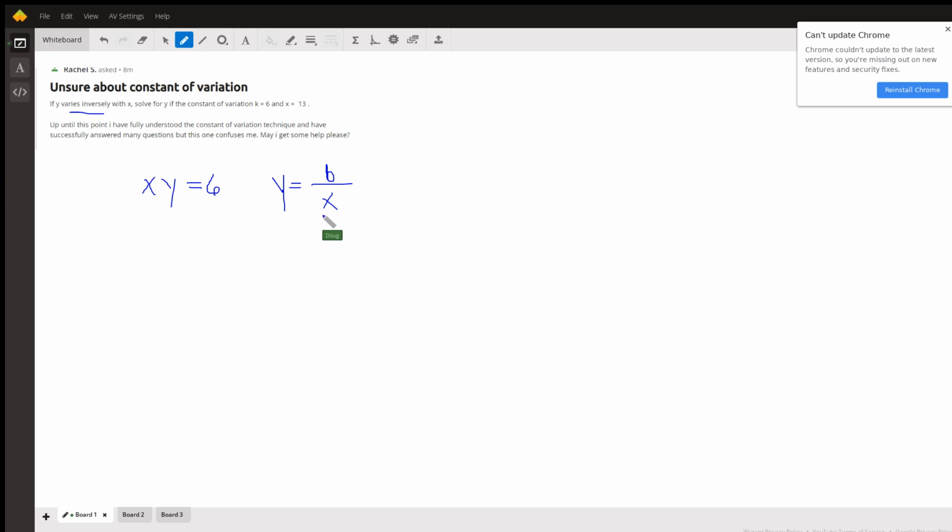As one of the variables goes up in value, the other one goes down in value. So if x is 2, y is 3, but if x is 3, y is 2. They're going in opposite directions.